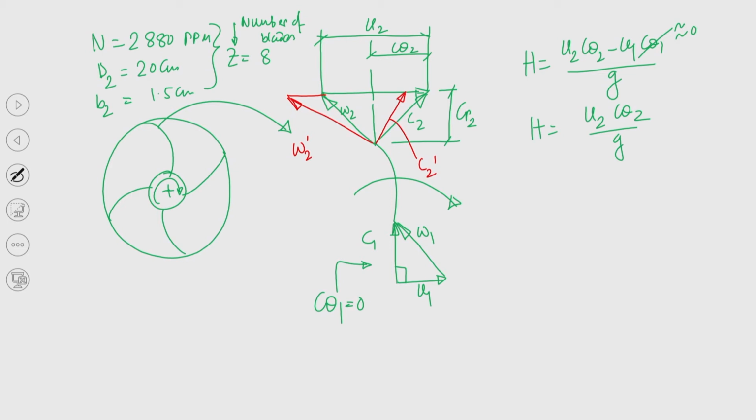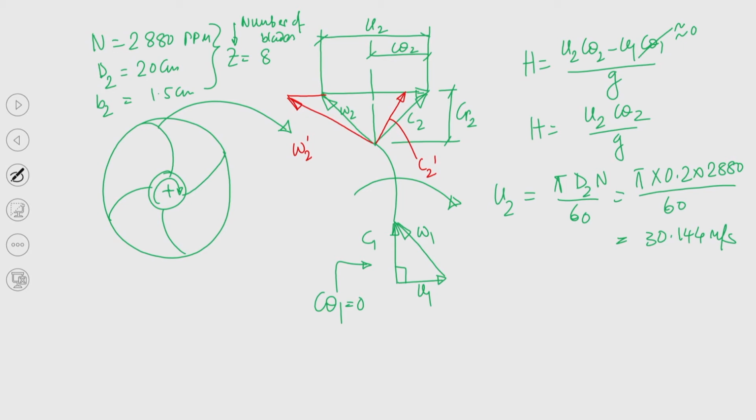Now, what about U2? U2 equal to pi D2 n by 60, right. So, now you can understand this D2 is given as 0.2, and this is 2880 rpm divided by 60, and it will come to 30.144 meter per second.